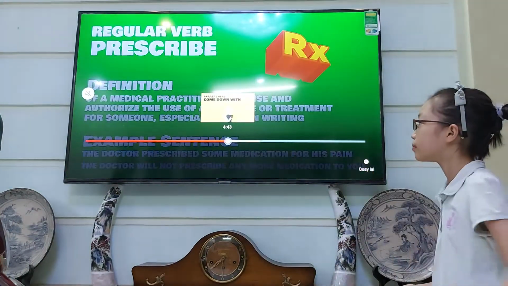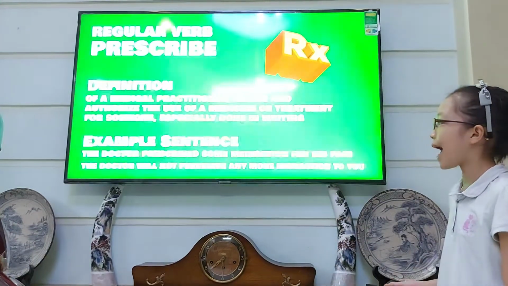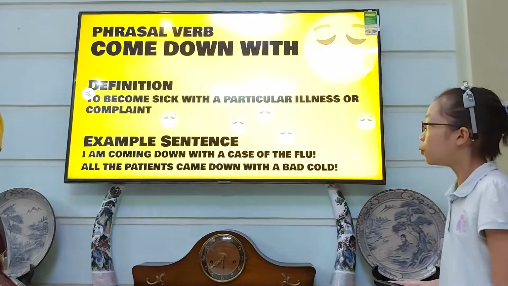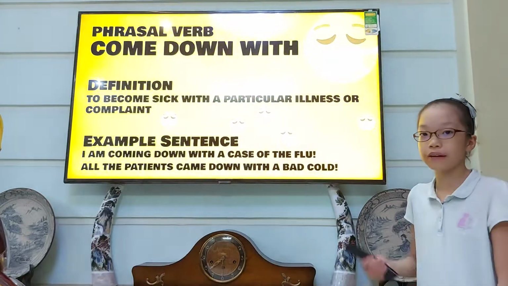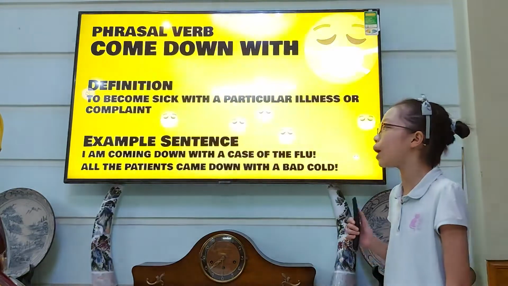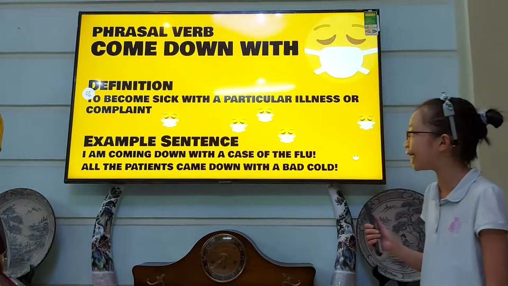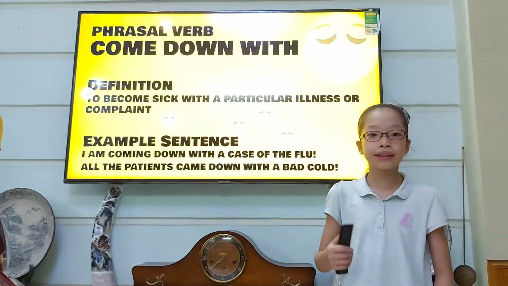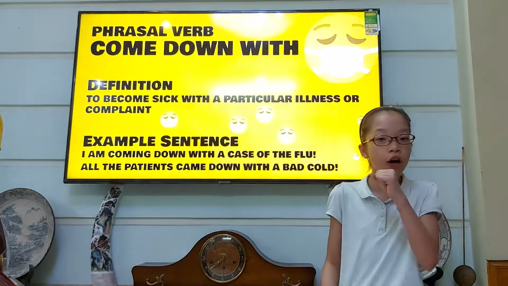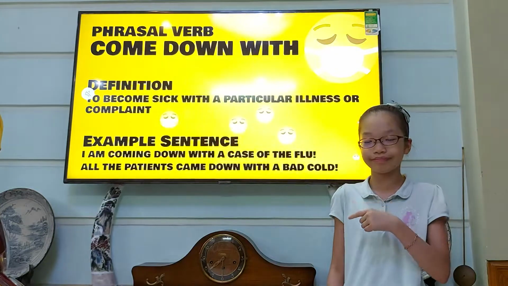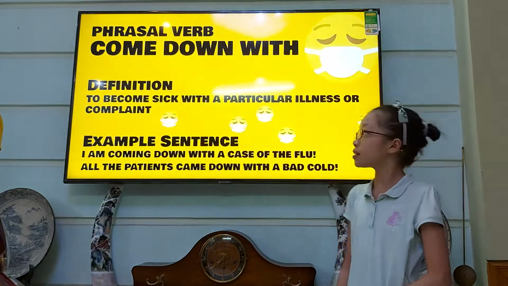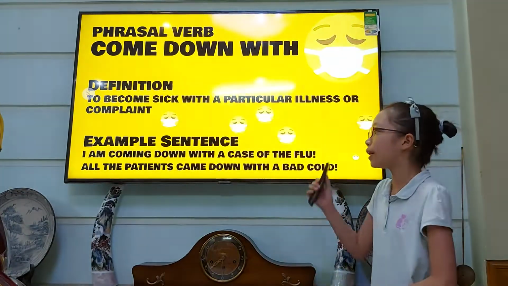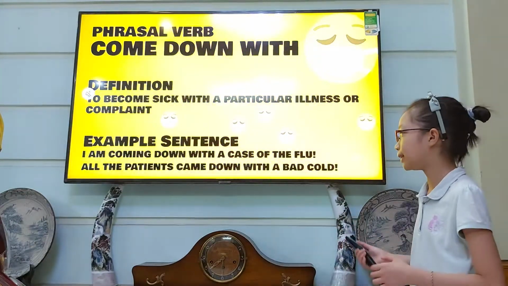Here we have another phrasal verb, which is come down with. Come down with simply means to become sick with a particular illness or complaint. That means you're sick with a case of flu or cough. I have flu. Sometimes I sneeze too. So, come down with. For example, I'm coming down with a case of the flu.